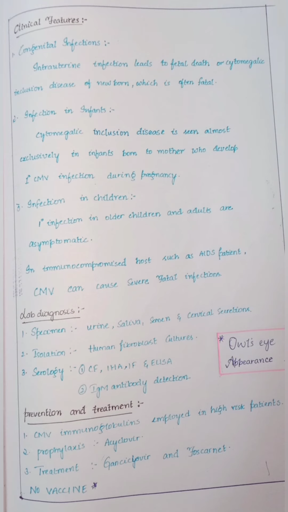Now let us see the lab diagnosis. The specimens collected are urine, saliva, semen, and cervical secretions, and isolation is done in human fibroblast cultures by inoculating them. Growth in cultures can be detected early by using shell vial cultures and by staining the cells with fluorescent tagged antibody to early antigens of CMV. A simpler but less reliable technique is the demonstration of cytomegalic cells in centrifugal deposits from urine or saliva, in which inclusion bodies are seen.